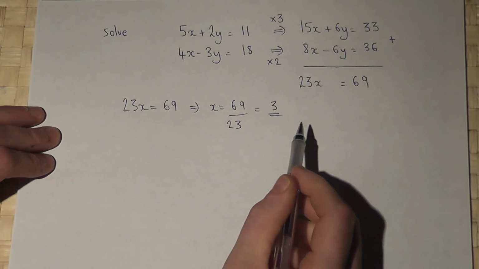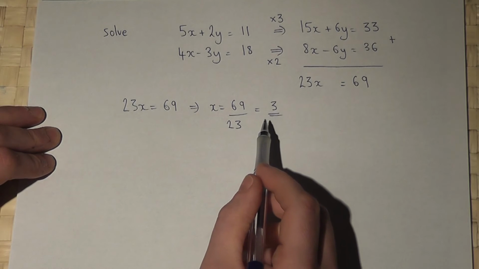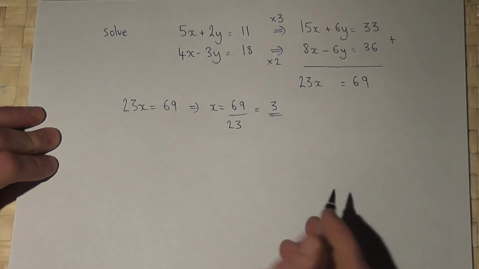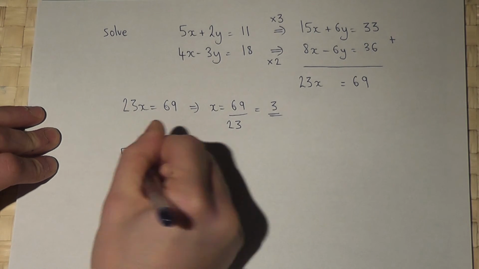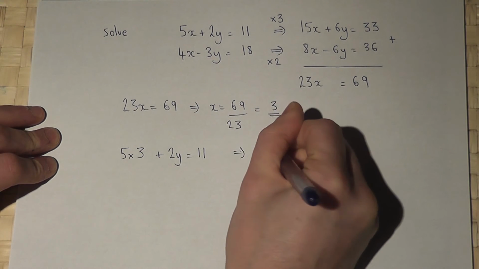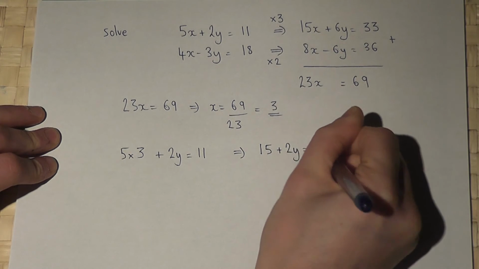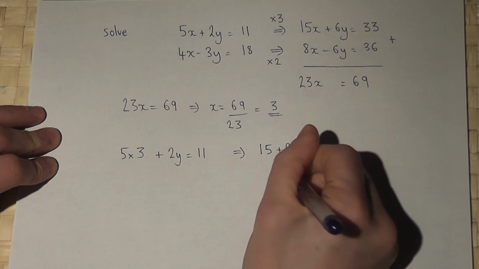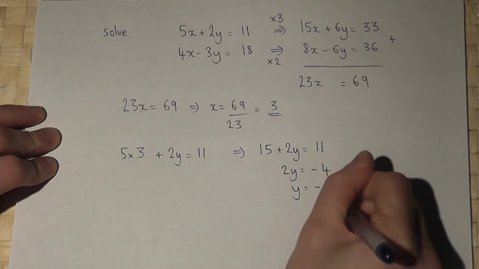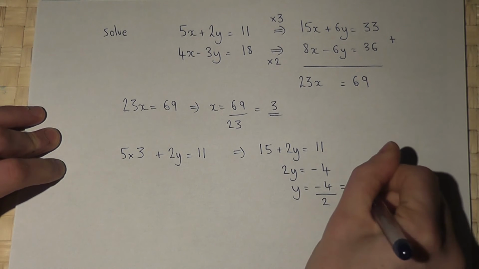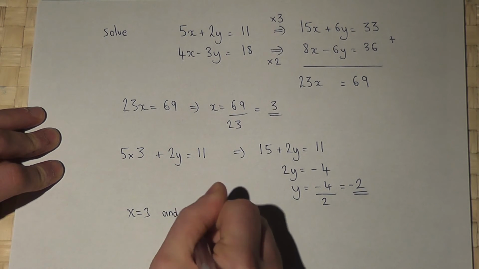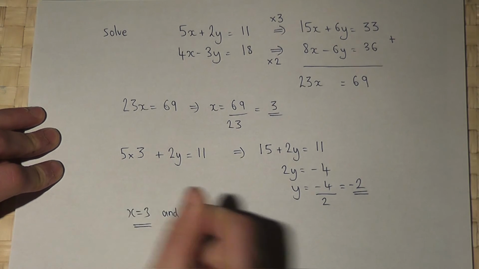So I found x, but I must also find y. I therefore sub in x equals 3 into any of the equations. I'll pick the first one. So 5 times x, which is 3, plus 2y equals 11. That tells me that 15 plus 2y equals 11. If I take 15 from both sides, 2y equals minus 4. So y equals minus 4 divided by 2, which is minus 2. So my solution is x equals 3 and y equals minus 2.